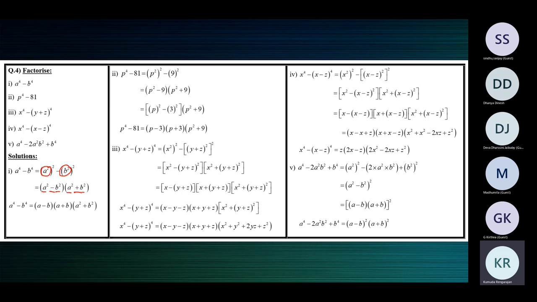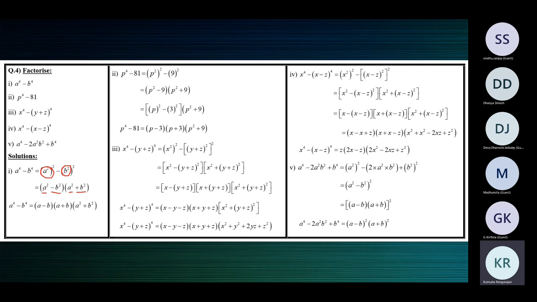Now, what happens here is A square plus B square cannot be factorized further. But this A square minus B square is again an identity, right? A square minus B square can be written as A plus B into A minus B, or A minus B into A plus B. So this is x square minus y square, which is x minus y into x plus y. This is the first step.